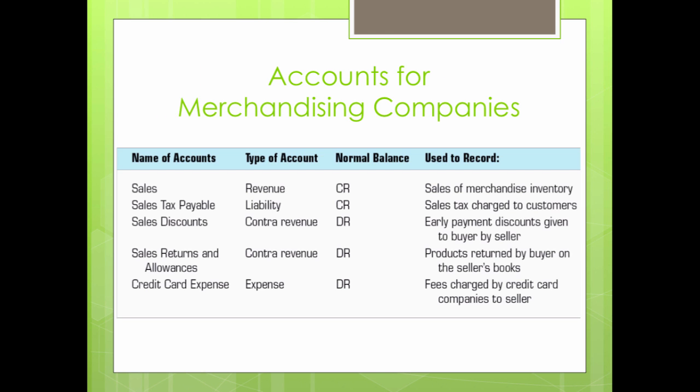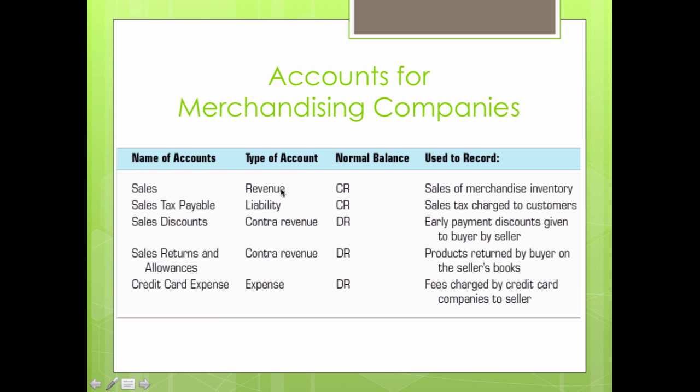The new accounts we will be using in this chapter are summarized in this slide. We have sales tax payable, sales discounts, sales returns and allowances, and credit card expenses. It tells you the type of the account, so you know how to treat it using the cheat sheet that I provided to you in Chapter 2.